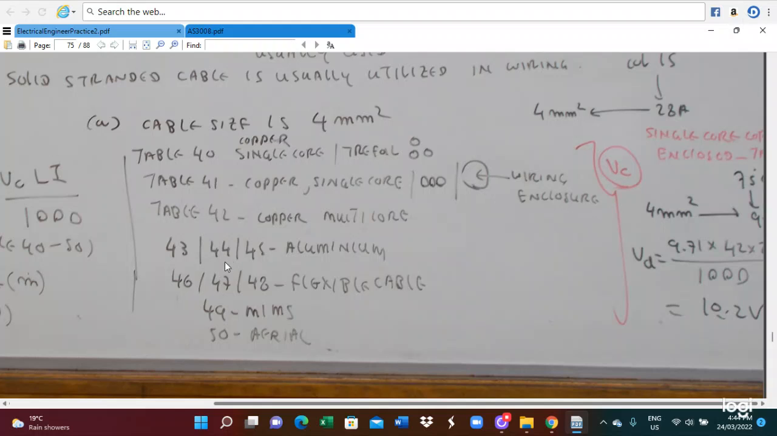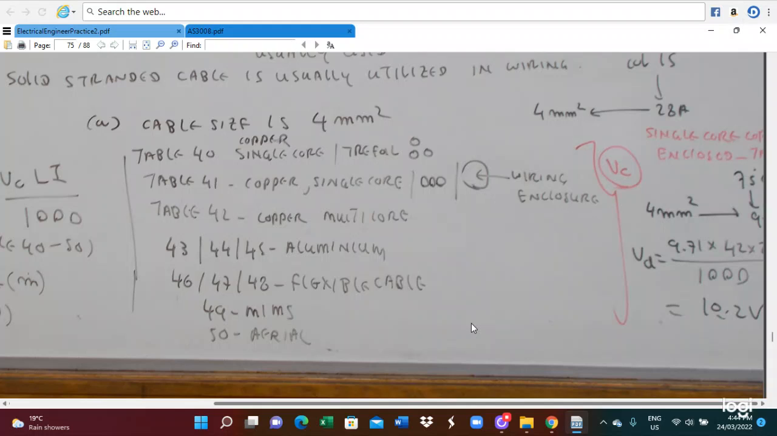Table 43 is for aluminum single core installation. Table 44 is for aluminum single core in a wiring enclosure. Table 45 is for aluminum multicore. And 46, 47, 48 are for flexible cable. 49 is for MIMS cable, and 50 is for aerial cable. So these are the ways.